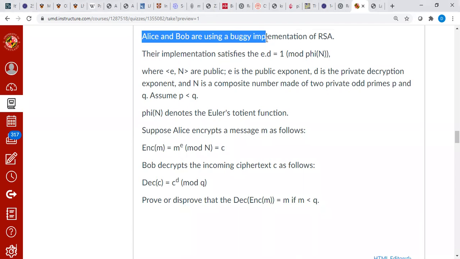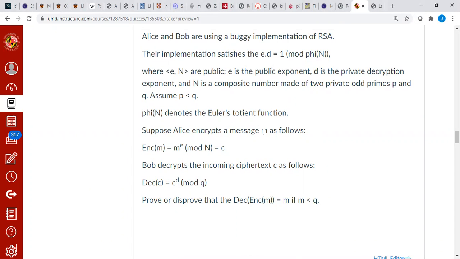Alice and Bob are using a buggy implementation of RSA. So there's a bug in the RSA implementation somewhere. I'm assuming you're familiar with how RSA works. So this is the raw RSA without any padding, whatnot. But the problem is not so much related to padding per se. It's related to the mathematics behind RSA.